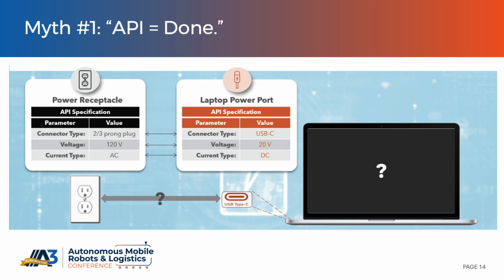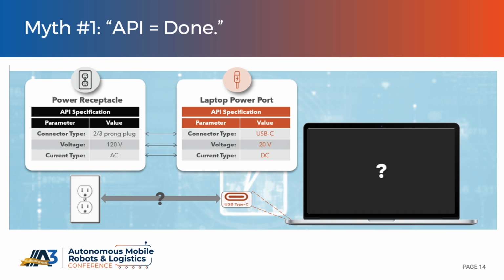So on the power receptacle side, you've got a connector type. It's a 2 or 3 prong plug that I need to connect into. It supplies a voltage, 120 volts, and it has a type of current. In this case, alternating current comes out. So I'm like, okay, I know how to get power out of my receptacle. Now, what about my laptop?